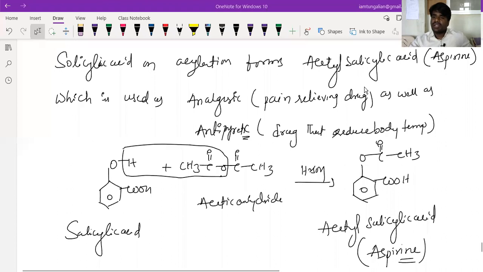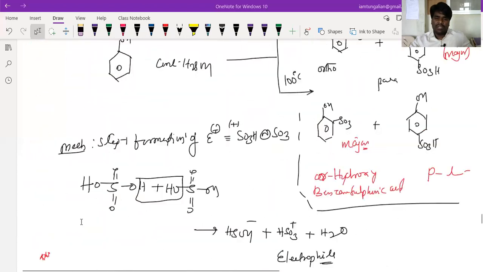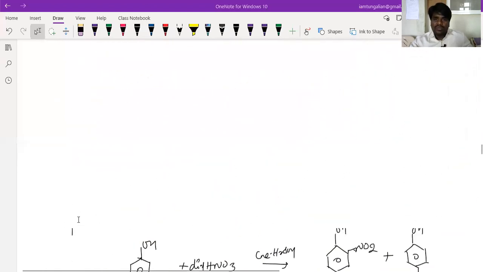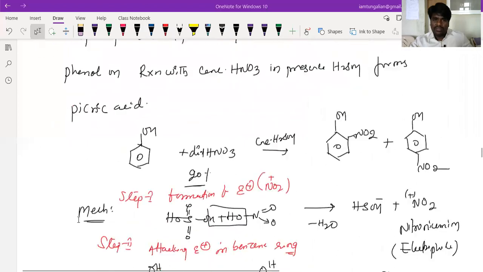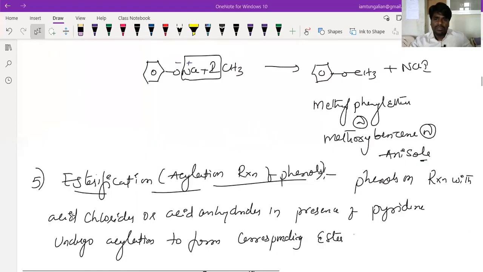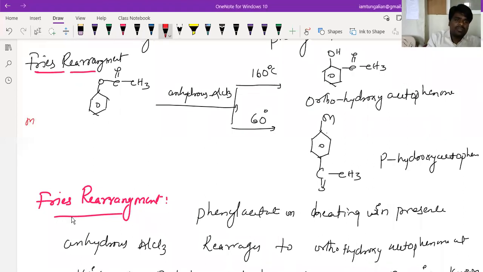Fries rearrangement. See, look at the Fries rearrangement. What happens here? I'll take one by one all the questions. See what happens here. Let me give the mechanism. If you go through the mechanism, you'll understand this. In Fries rearrangement, what happens?